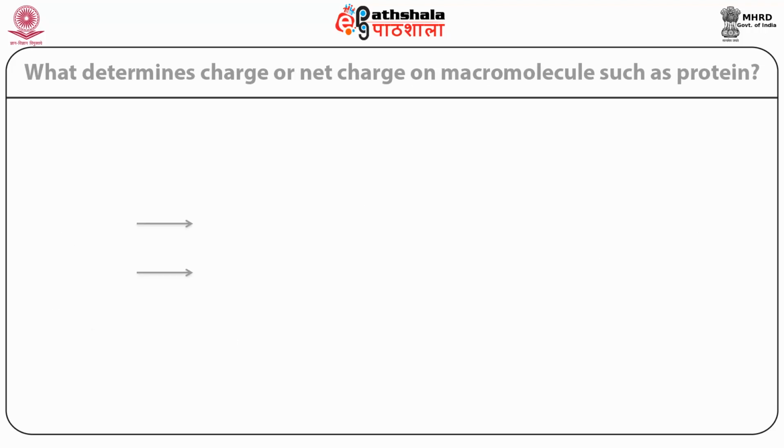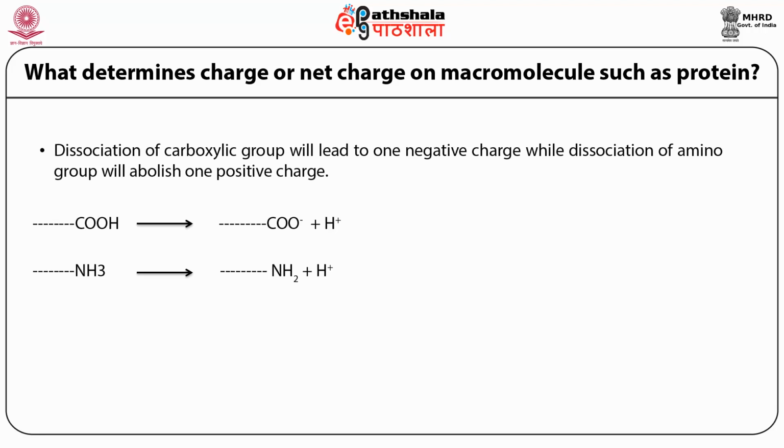protein molecule. When we talk about the dissociation of the groups, many of us are confused and believe that a group on dissociation will contribute to the charge. But that is not always true. If we see the dissociation of carboxylic group, then on dissociation it acquires one negative charge. So in case of carboxylic group, undissociated form is uncharged, while dissociated form carries one negative charge.